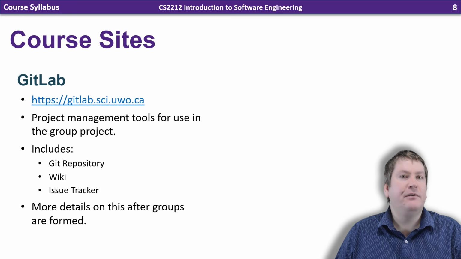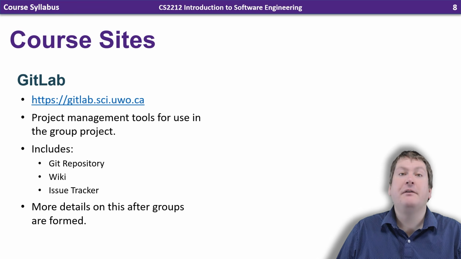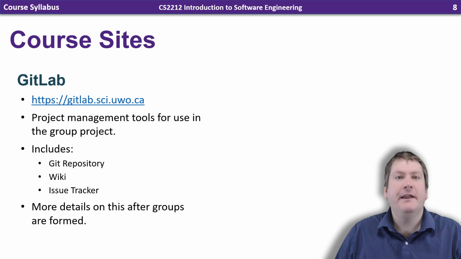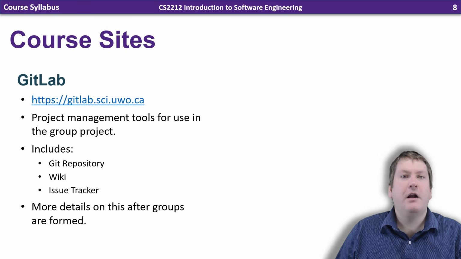We are going to give you more information about how to access the site after groups are formed, but you do have to use the version of GitLab that's provided by Western. So don't go and sign up for GitLab. We're going to be providing you with your own specific accounts. We'll talk more about that once that's set up, but all of the work you do in the group project has to be on GitLab.